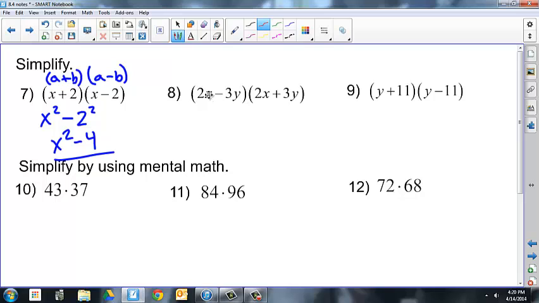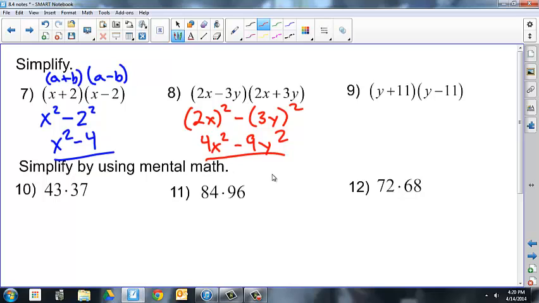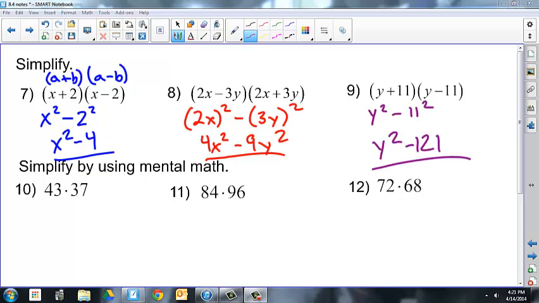Again, we see that pattern, a minus b times a plus b, or a plus times a minus, it doesn't matter, it's the same thing. And all we have to do is take the first term and square it, and we subtract the second term squared. So this is 4x squared minus 9y squared. Again, pause your video, work through number 9. All right, welcome back.